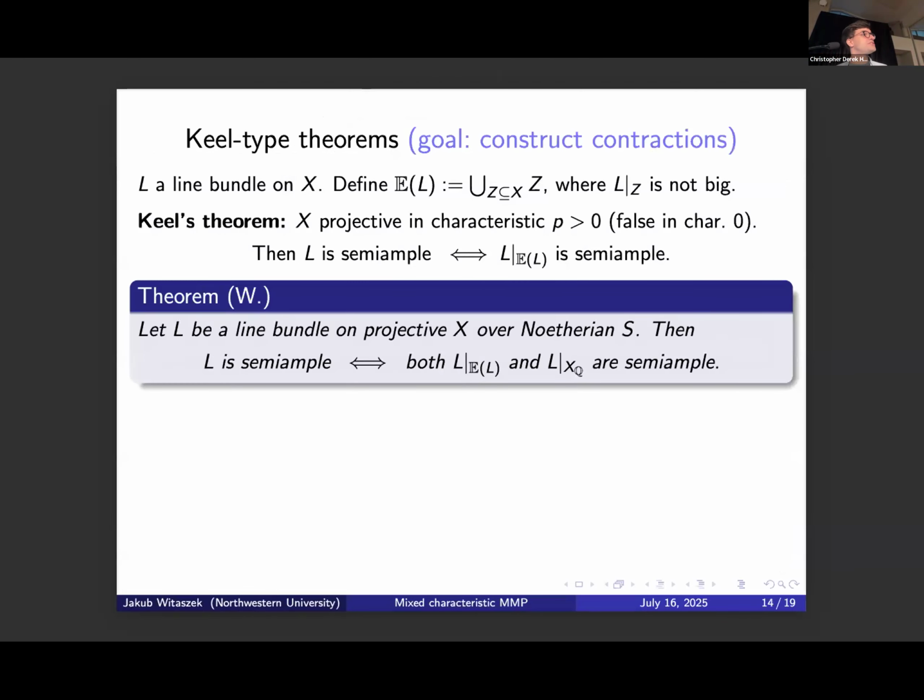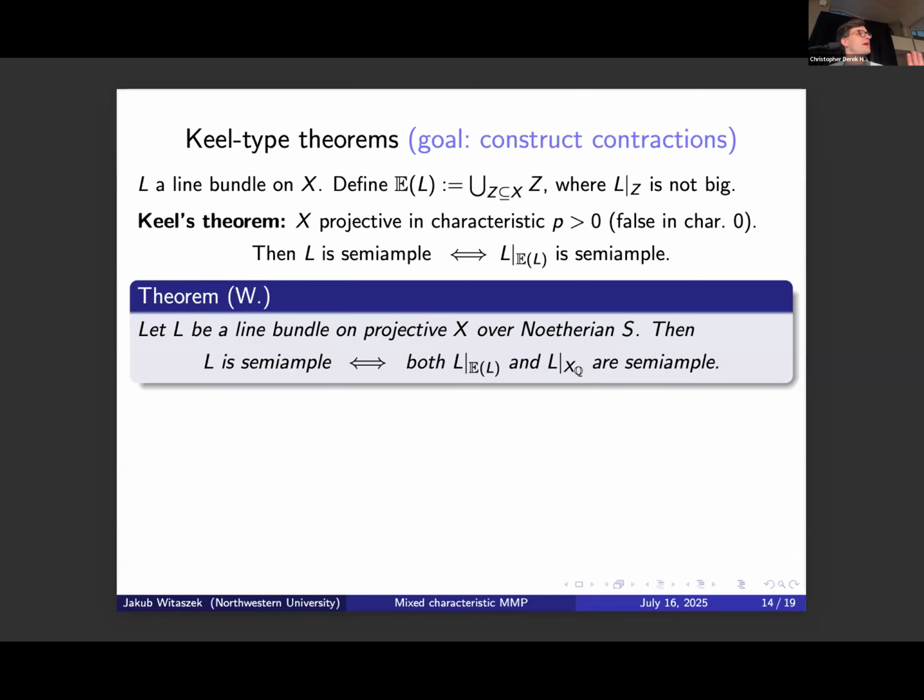So now let's look at the second type of problem, and that's the construction of contractions. Let L be a line bundle on X. Let's define the exceptional locus to be the union over all closed subvarieties Z such that the restriction of L to Z is not big. Now, Keel's theorem, the famous Keel's theorem, tells us the following: if X is projective in characteristic p greater than 0, then L is semi-ample if and only if L restricted to the exceptional locus is semi-ample.